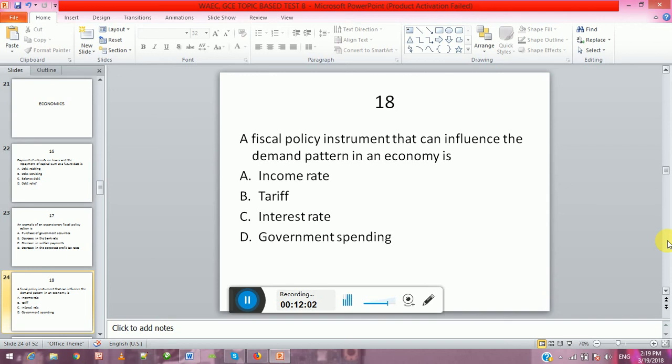A fiscal policy instrument that can influence the demand pattern in an economy is A, income rates, B, tariff, C, interest rates, D, government spending.